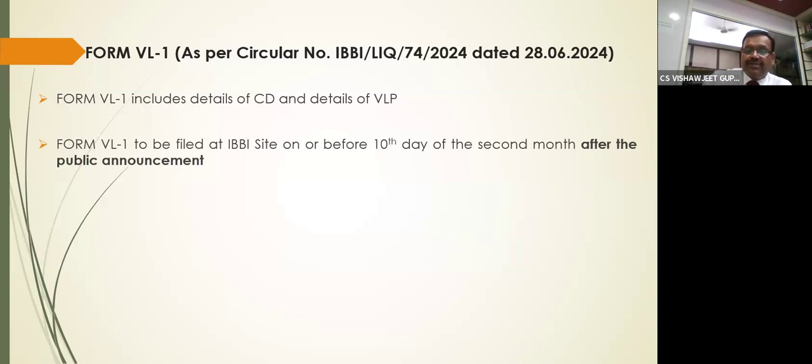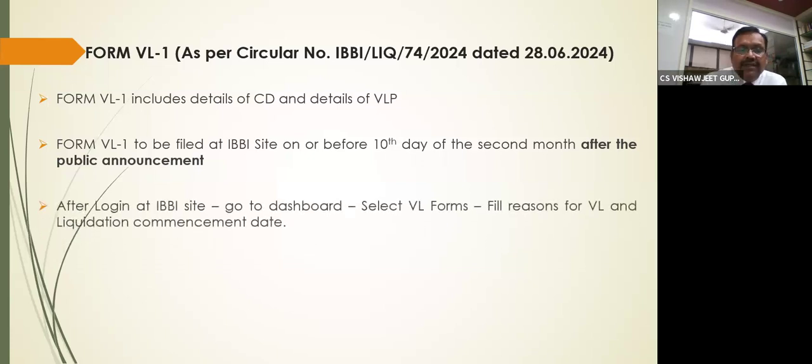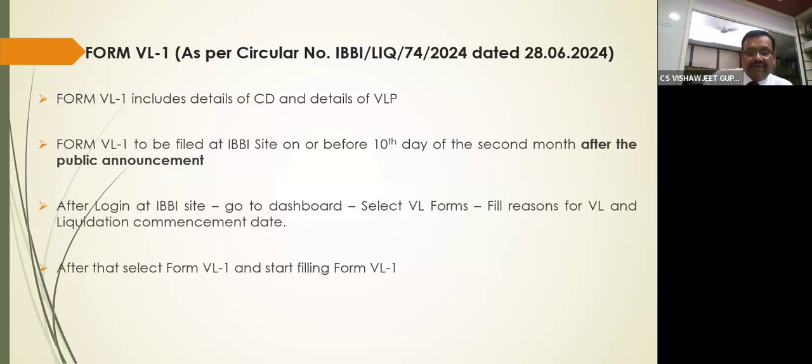Suppose you are making the publication in the month of September, then you will have to file form VL1 before 10th October, the second month, on or before the 10th day. 10th day means 10th of the next month. So before 10th October, you will have to file form VL1. Now, how to file form VL1? After login at the IBBI site, go to the dashboard, which I think I have demonstrated to you. Select VL forms, fill in the reasons for VL and the liquidation commencement date. After that, select VL1 and start filling form VL1.